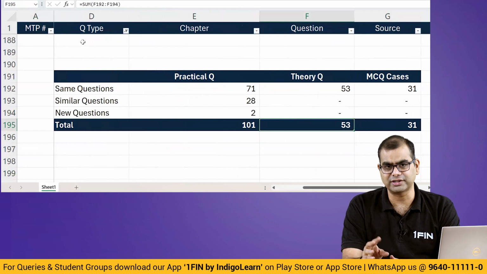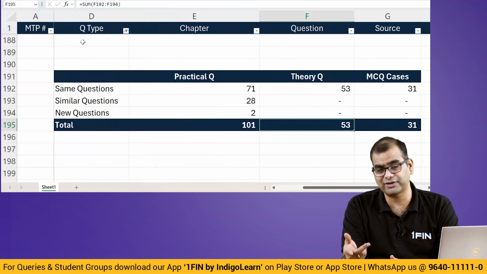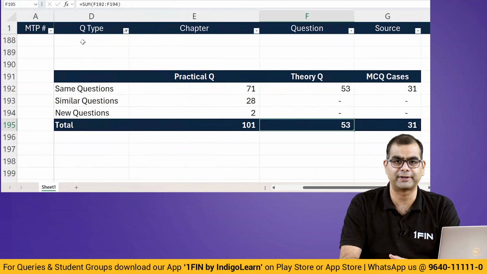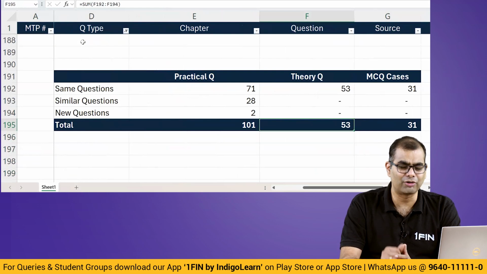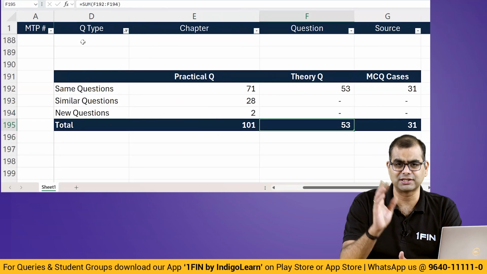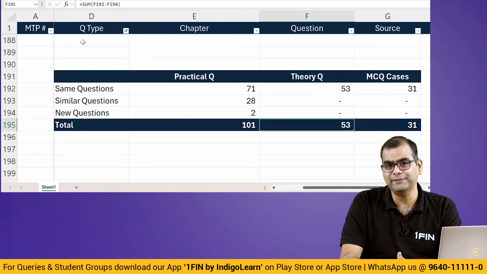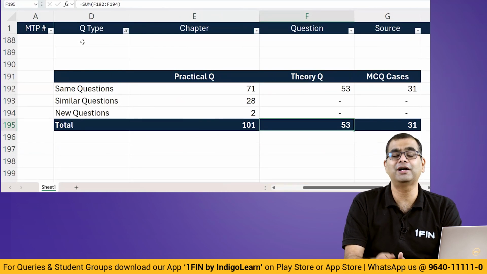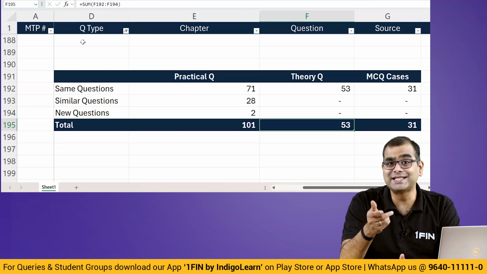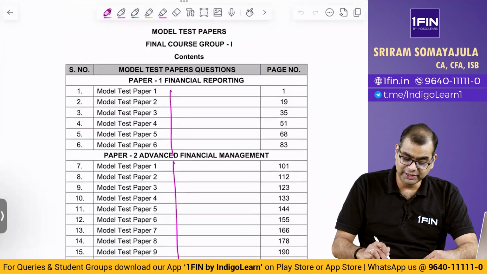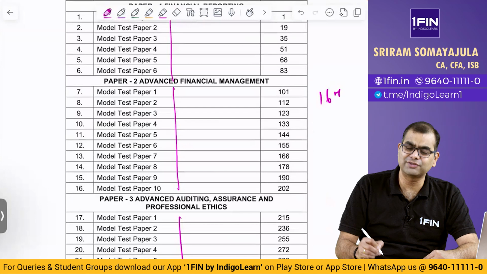And some of them may be choice. In theory also they have given choice, like what they gave in November 24 paper. So approximately 4 to 5 questions, and approximately each question is 4 marks. There are some questions with 2 marks also, but largely it is 4 marks. So what is the summary? In each of the model test papers, you have been asked 16 marks of theory.